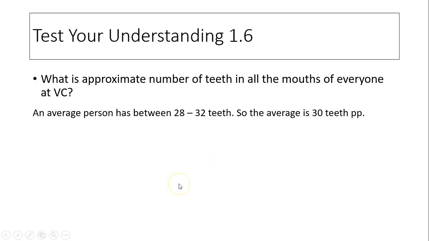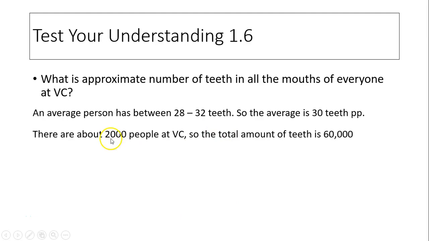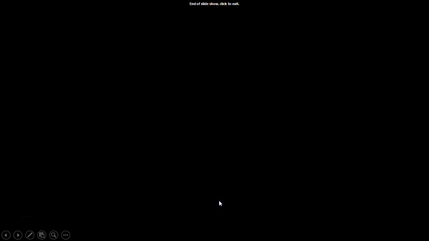We have roughly 350 per grade, so you have 1,400 students, say roughly 1,500 students, plus all the staff. So roughly about 2,000. Each one has 30, so 2,000 times 30 gives you about 60,000. So roughly, okay? That's it for today. Thanks for watching.